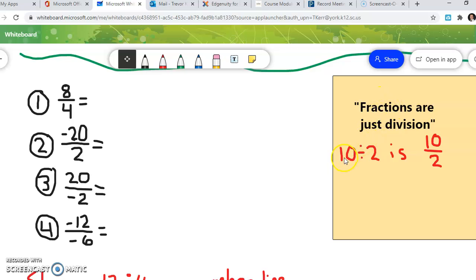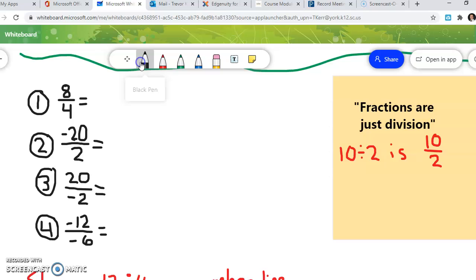All they're saying is that instead of writing 10 divided by 2 like you might have in elementary school, that's the same as writing 10 over 2. This is 10 divided by 2 here as well. So both of these answers are 5. They're just written in different ways. So fractions are just division. Whenever you go through this section, if you ever see fractions, just do your division like you normally would.